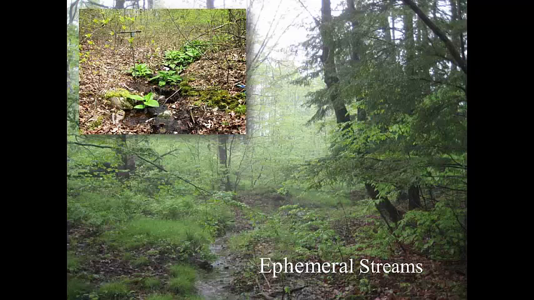Ephemeral streams are also considered headwater streams. They are known as rain-dependent because precipitation is the primary source of flow in these streams. Despite their seasonal or temporary appearance on the landscape, they are critical to the health of river systems. They are hydrologically and biologically connected to downstream waters and provide many of the same functions and values as rivers and larger streams.